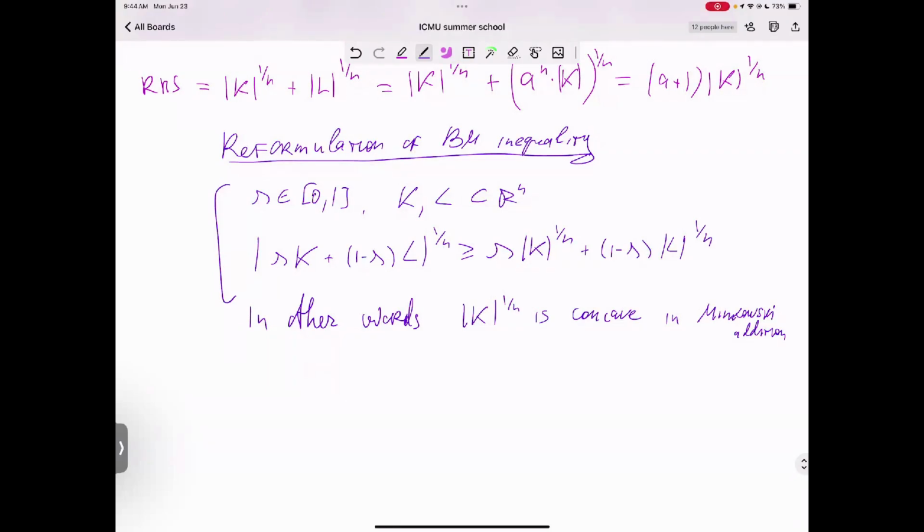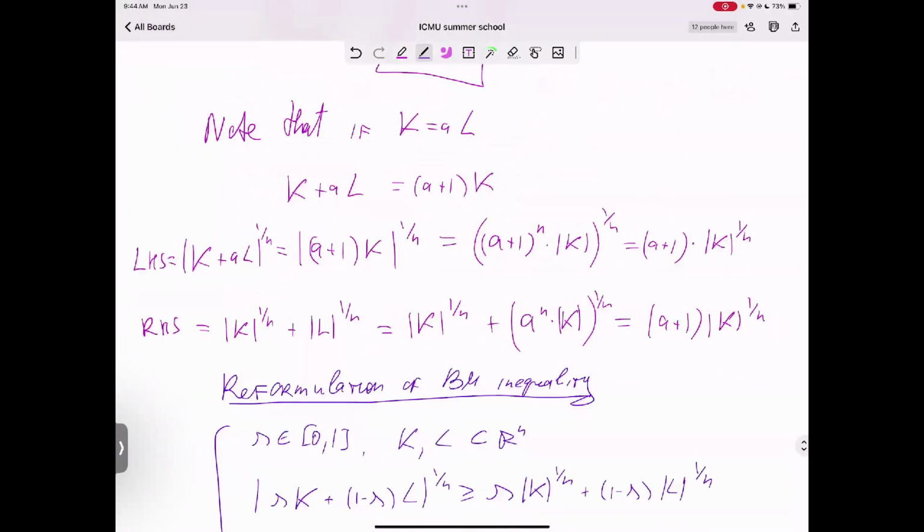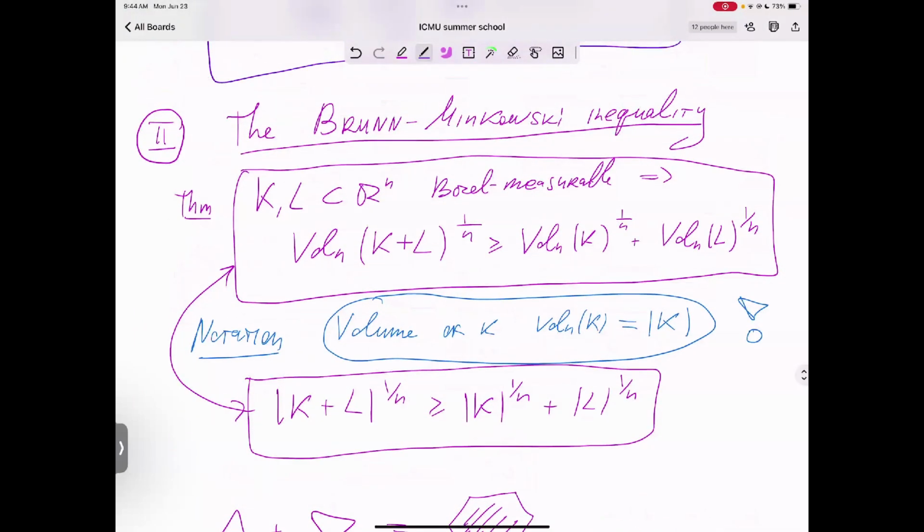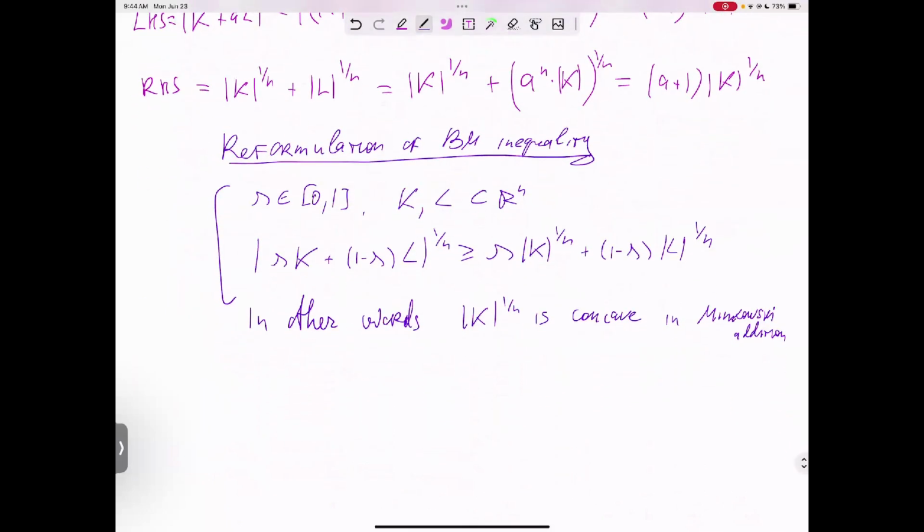Because of this, the Brunn-Minkowski inequality, from my perspective, is sort of the cornerstone of convexity. When people talk about convexity, for me, it's always about convexity properties of measures. And the Brunn-Minkowski inequality asserts a very fundamental property of the Lebesgue measure, that the Lebesgue measure is a concave functional. So this is something actually very deep. So this is the first reformulation. Let me now make another reformulation.